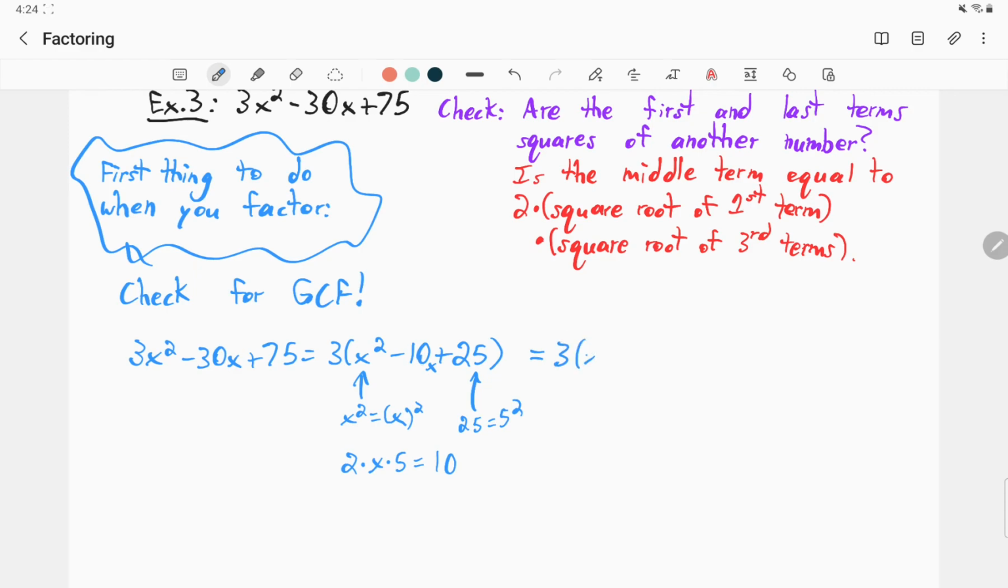Square root of x squared is x. Take the sign from the middle term. Square root of the third term. Square root of 25 is 5. Whole square. That is our factored answer: 3 times x minus 5 all squared. So 2 steps to this one. You always check for a GCF. It's going to make your life so much easier.